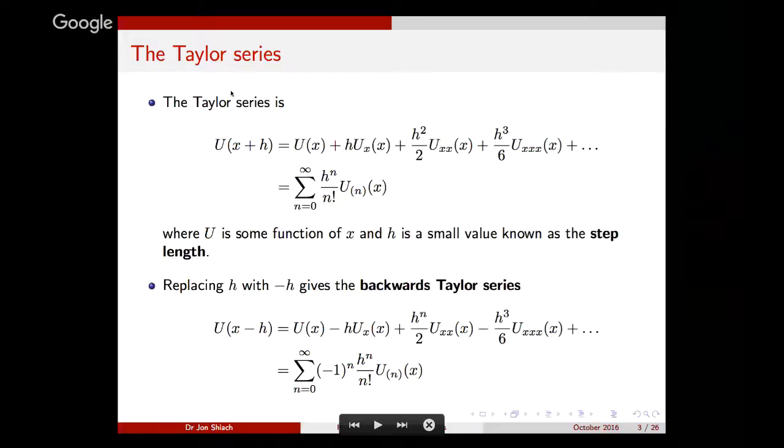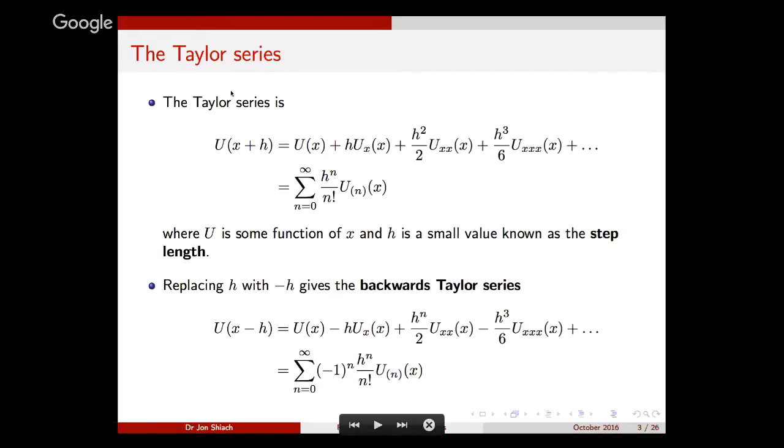There are a couple of different representations of the Taylor series. This is one I favour. So we have our function u, and x is our variable of u. h is what's called a step length. I mentioned in the previous slide, we look at discrete points in our domain. h is the distance between two successive points. So how far apart our points are is our number h.